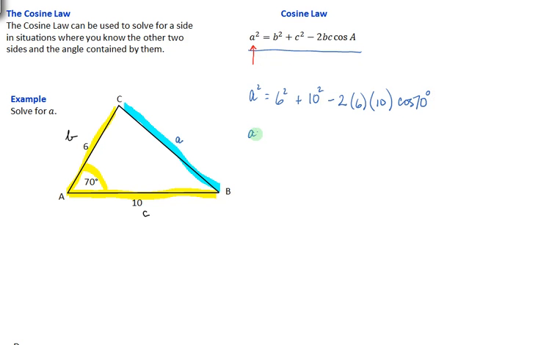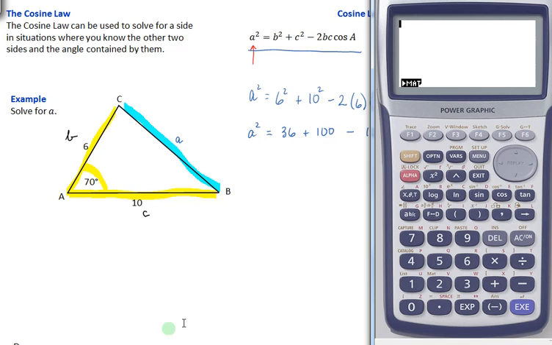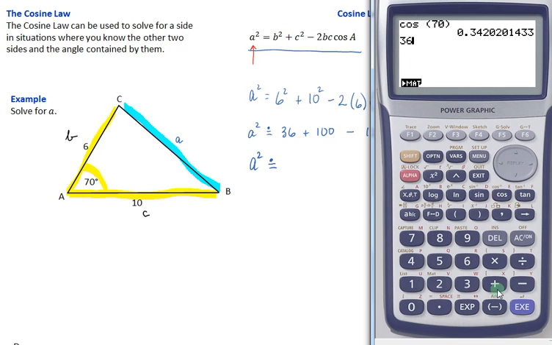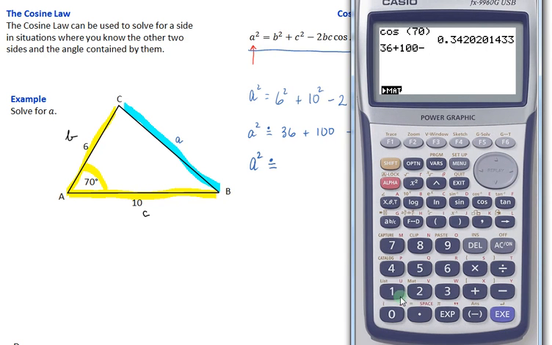70 degrees. So a squared will equal 36 plus 100 minus 120 times the cosine of 70 degrees. And the cosine of 70 degrees is about 0.342. So a squared is equal to approximately 94.958.